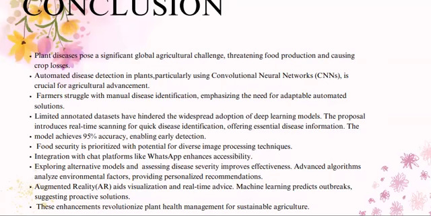Integration with chat platforms like WhatsApp enhances accessibility, and exploring alternative models and assessing disease severity improve effectiveness. Advanced algorithms analyze environmental factors, providing personal recommendations. AR aids visualization and real-time advice. Machine learning predicts outbreaks, suggesting proactive solutions. These enhancements advance plant health management for sustainable agriculture.